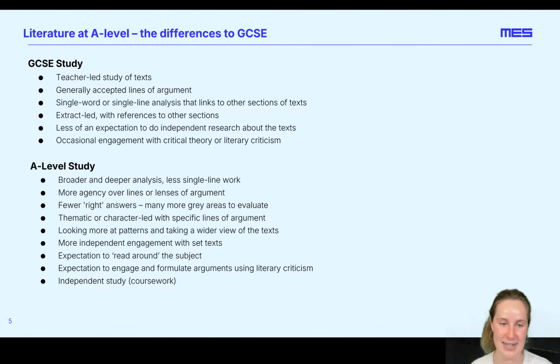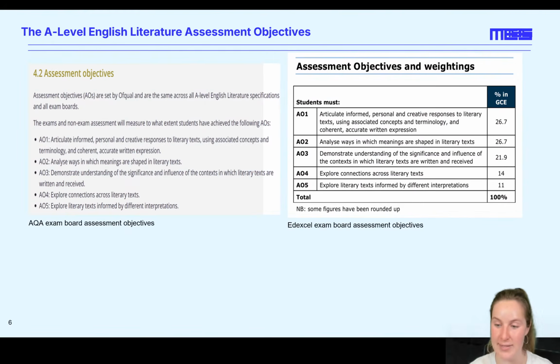And as I said, it's expectation you're reading criticism and you're doing your own independent study in places like coursework. Then the assessment objectives. So what are you actually being marked on for A-level? These are the assessment objectives for AQA and Edexcel, which are the two most common and biggest exam specifications.